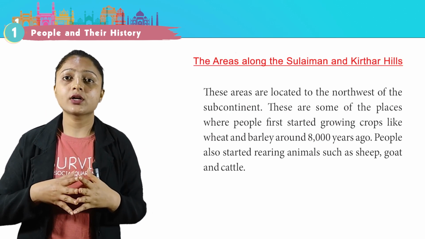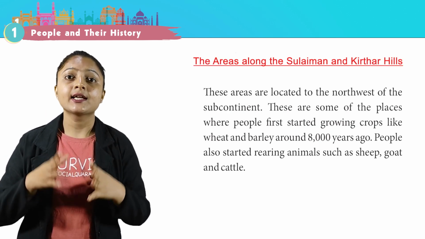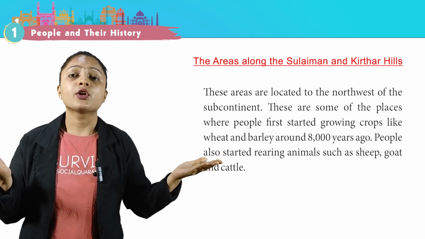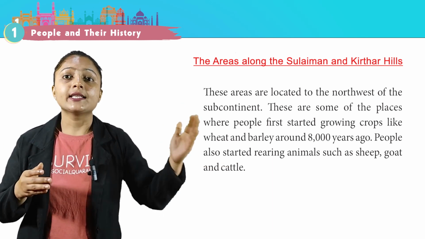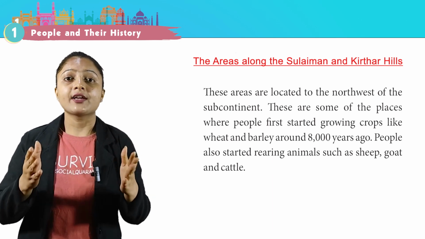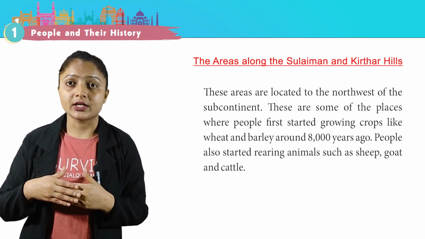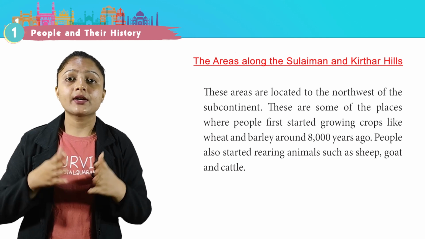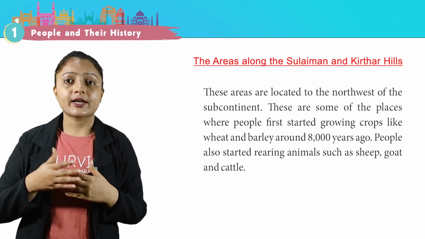The areas along the Suleiman and Kirthar hills. These areas are located in the northwest of the subcontinent. These are some of the places where people first started growing crops like wheat and barley around 8,000 years ago. People also started rearing animals such as sheep, goat and cattle.